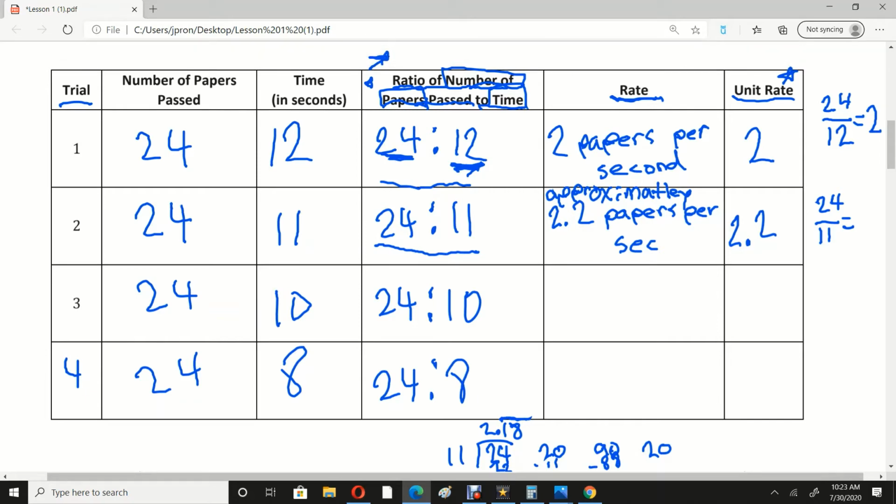All right, so these last two I want you to try on your own. Find the unit rate, write the rate, and then we'll come back and we'll discuss what you found. I'm going to give you all about 90 seconds to do. Go ahead, y'all. Go ahead.